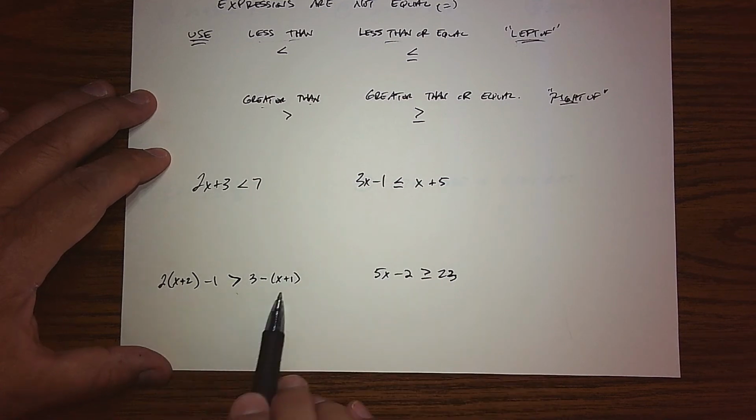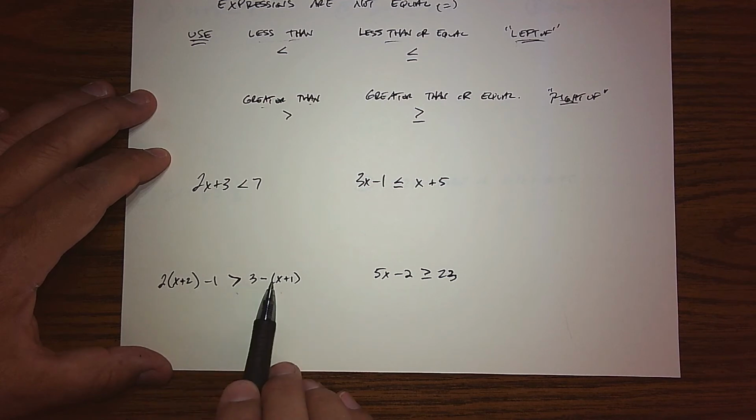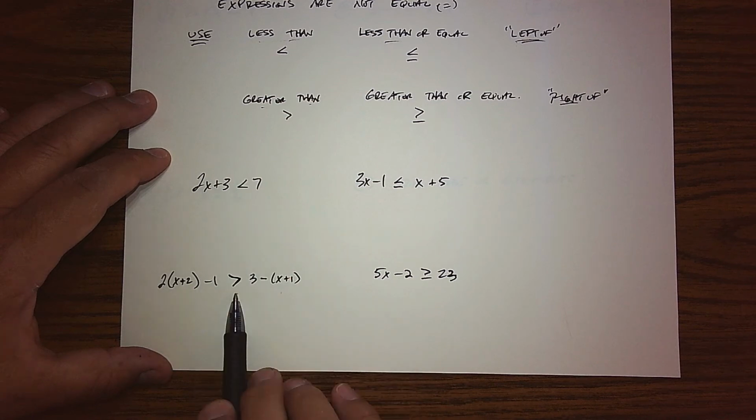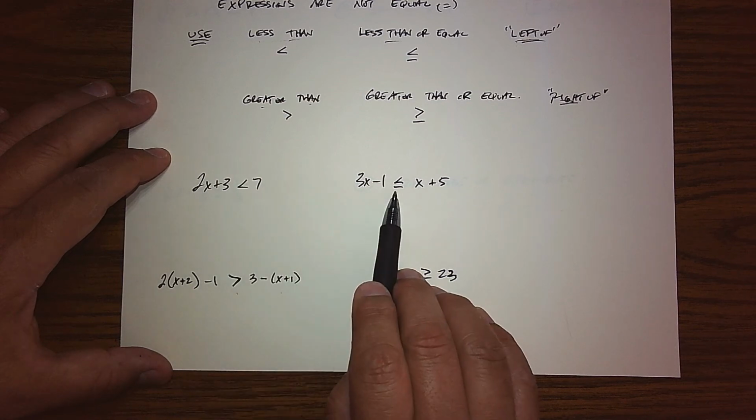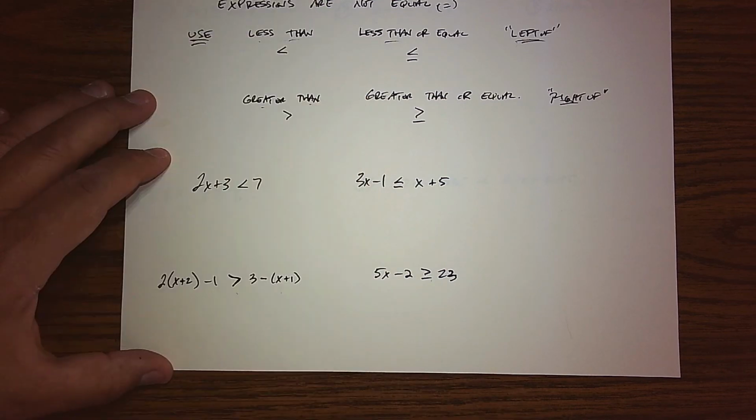Here I am comparing two expressions, but I'm claiming that this expression is actually greater than this expression. So I'm using a greater than. And then last but not least, here I am talking about this expression being greater than or equal to. So when you see that symbology, less than or equal to, greater than or equal to, we now know we're talking about an inequality. All right?